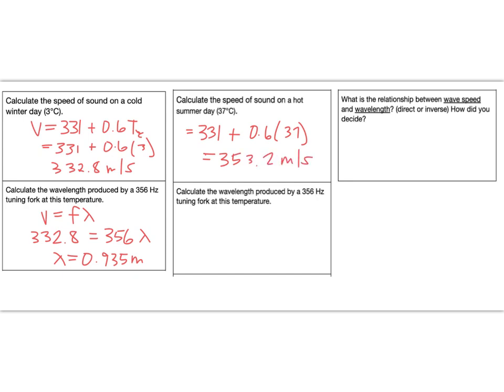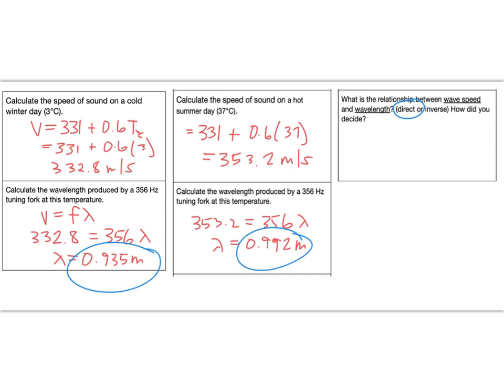And so now, when we use the setup that we used previously here, so speed equals frequency times wavelength. All right, so now our wavelength is 0.992 meters. So we can see that the wavelength increased when the temperature increased. All right, so that's the indication that this is a direct relationship. Excuse my scribbles here.